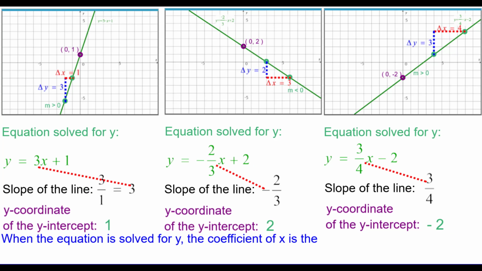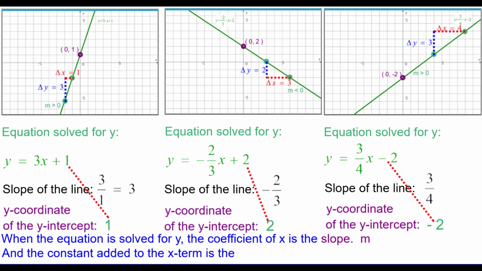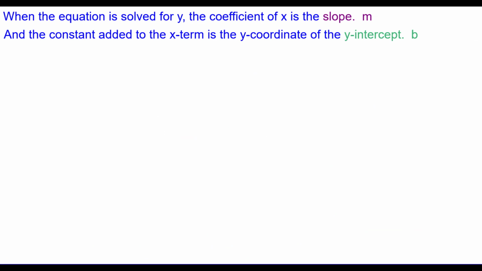So when the equation is solved for y, the coefficient of x is the slope, which we usually abbreviate with the letter m. And the constant added to the x term is called the y-coordinate of the y-intercept, which we usually designate with the lowercase b. So when the equation is solved for y, the coefficient of x is the slope m, and the constant added to the x term is the y-coordinate of the y-intercept, designated lowercase b.